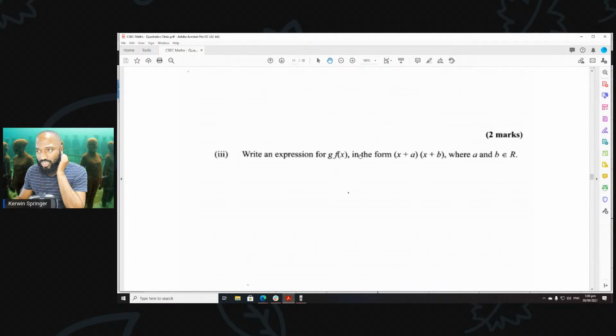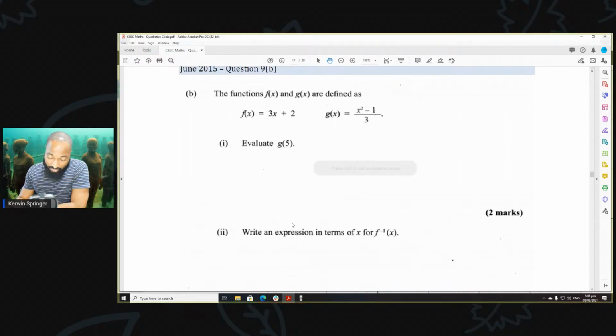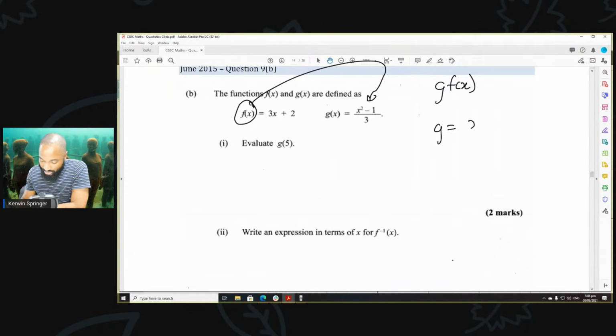Write an expression for g f of x in the form x plus a over x plus, right. So g f of x is a compound function. You want g f of x. It means take f of x and put it into g. This is interesting because g of x has x squared minus 1 over 3. But instead of x squared, we're going to put f of x. Why isn't it, chat, if you all understand that? 3x plus 2 minus 1, this has to be squared, over 3. This is a little problematic.